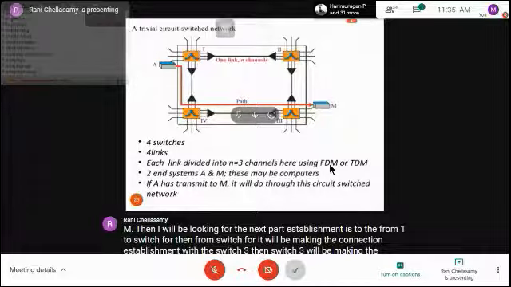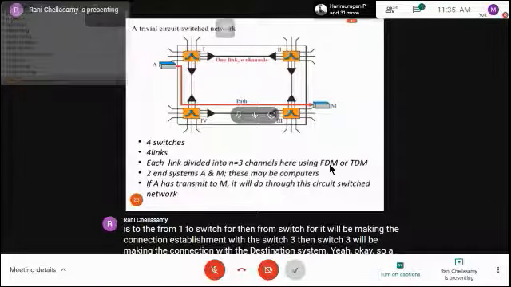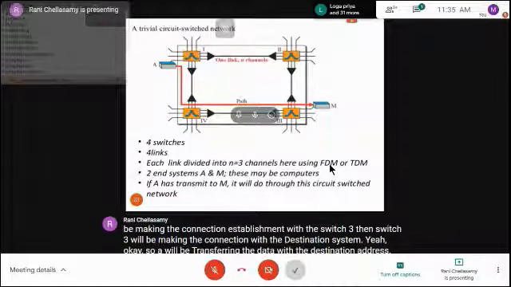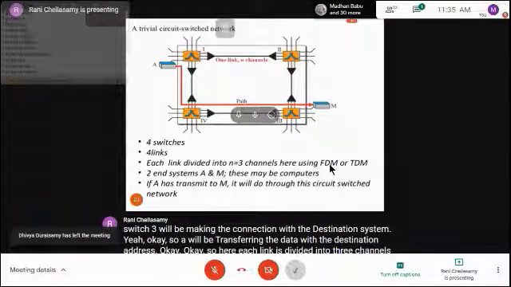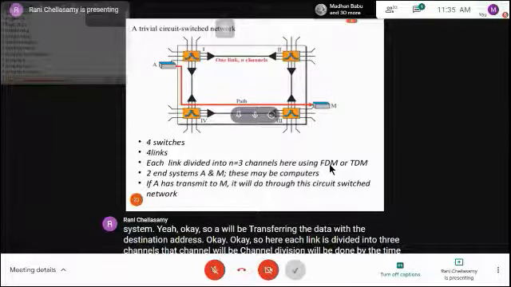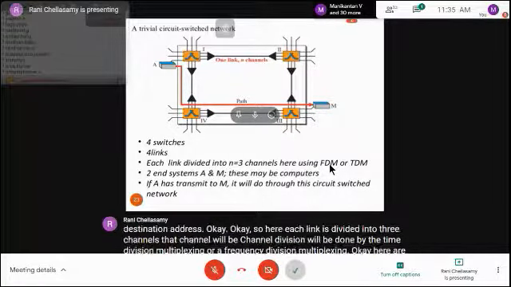Okay. So here each link is divided into 3 channels. The channel division will be done by time division multiplexing or frequency division multiplexing. Here you have 2 end systems, one is A and the other one is M. The end systems may be computers. So A has to transmit to M, and that will be done through the circuit switched network.